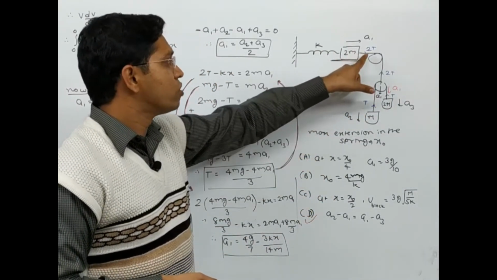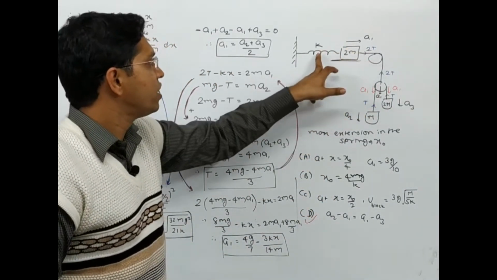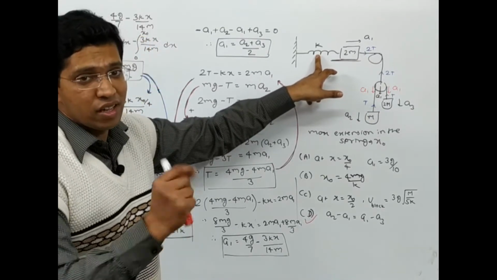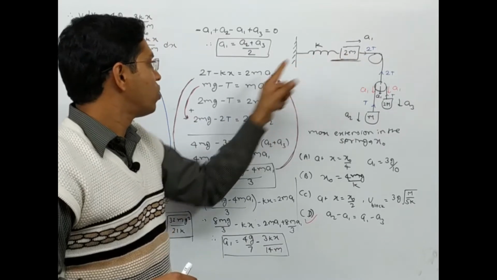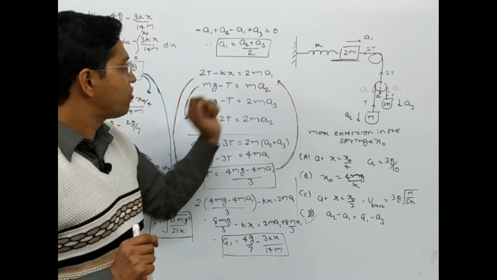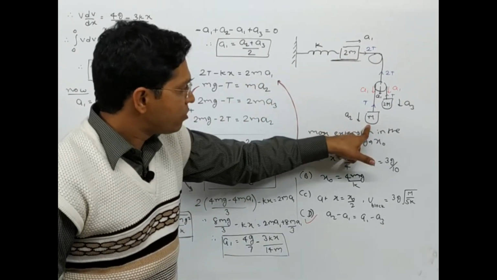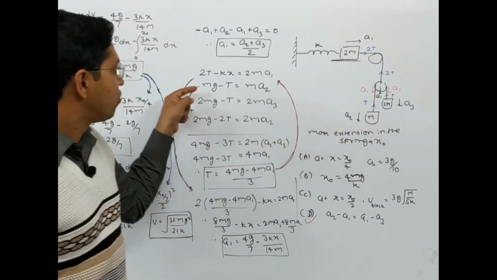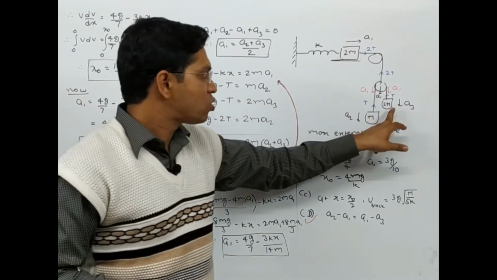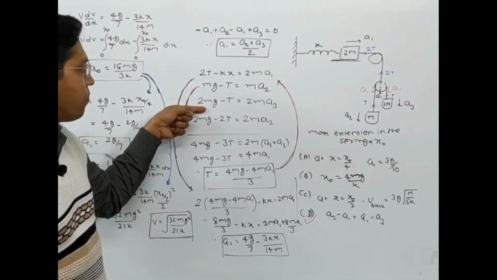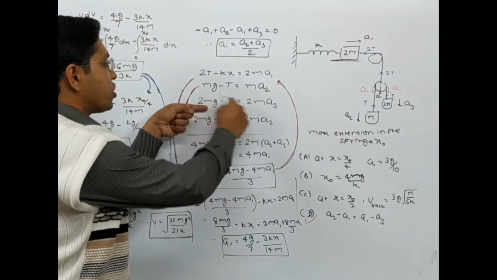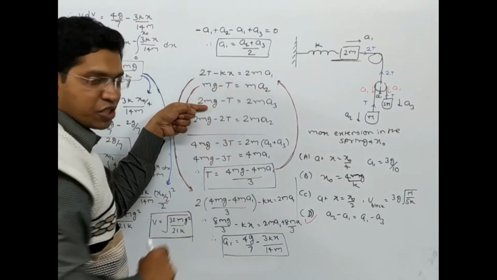So what will be those? Here it is having 2T, here it is having kx, say in between the extension is x, then 2T minus kx equal to 2m a1, this will be the first equation. Then for this m, it is mg minus T equal to ma2. For this 2m, this is 2mg minus T equal to 2ma3. Now I have these three equations.